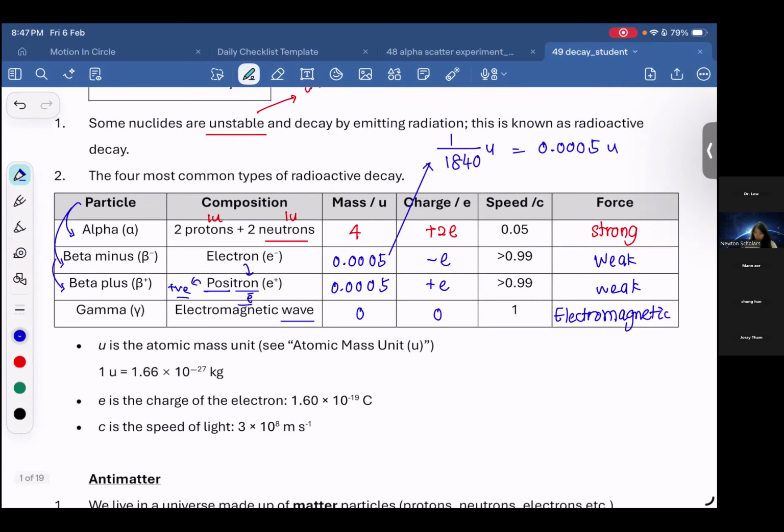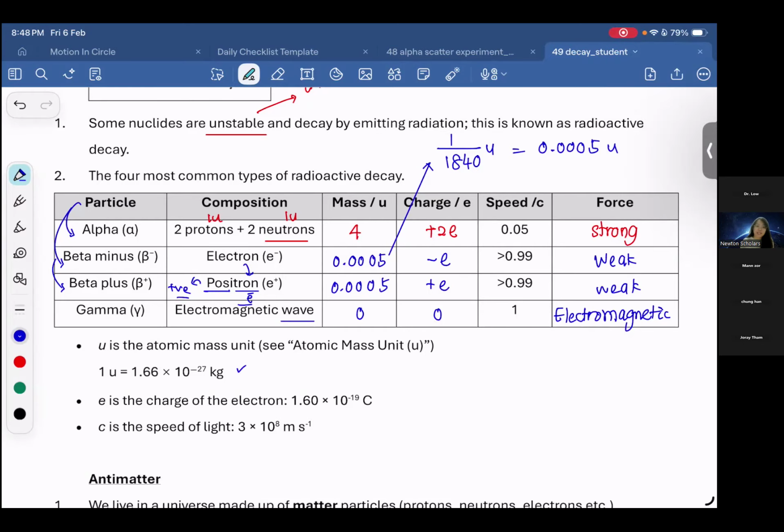Okay, just now U is the unit that we use for the atom, because the atom's mass is too small. We cannot use kg and g, so we're using U. 1 U represents 1.66 times 10 power negative 27 kg. e is the charge of the electron, 1.6 times 10 power negative 19 C. All these are provided in the paper. They will be provided. You can go to the front page and find it.